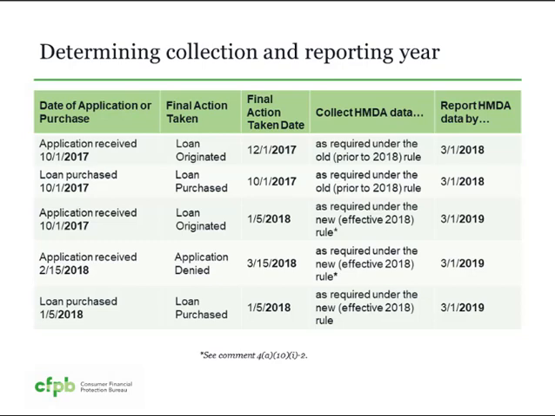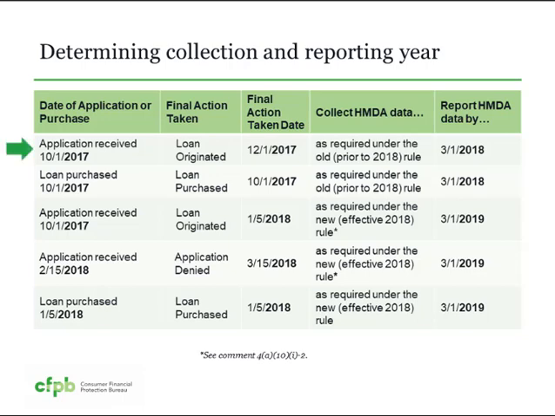As we discussed, the effective date is tied to the date on which final action is taken on the application. This may be weeks or months after the application date. The chart on this page provides examples of applications received in both 2017 and 2018 and where final action is taken in 2017 and 2018. The chart further illustrates what should be collected and by when it must be reported.